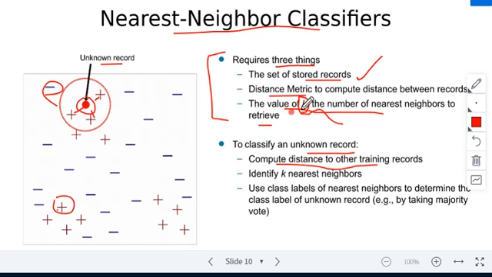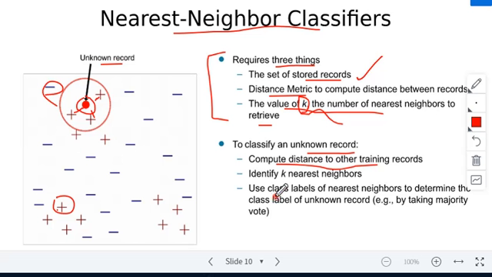Whatever the value k is given, if k is 1, only one neighbor we will take, which is very near or close to it. If k is equal to 2, two neighbors will be taken, which are close to it. Then k is equal to 3 means we will be taking the 3 nearest or closest neighbors.